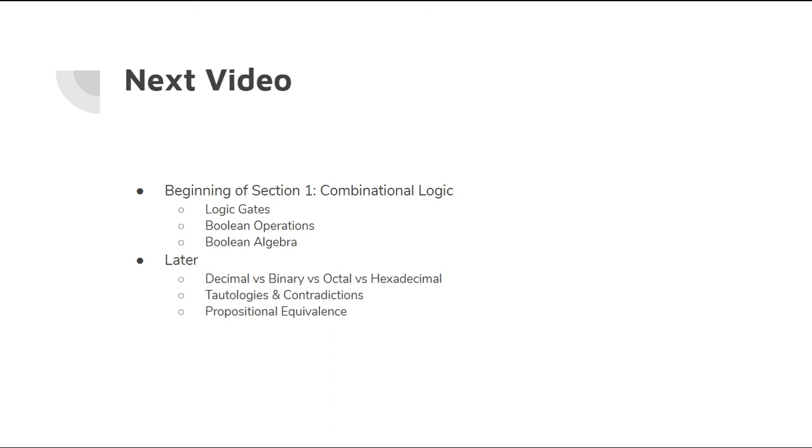We'll be talking about propositional equivalence, which is used a lot in discrete math but is relevant to digital design as well, and what tautologies and contradictions are. That's going to be basically just one point. What is a tautology? What is a contradiction? So on and so forth.